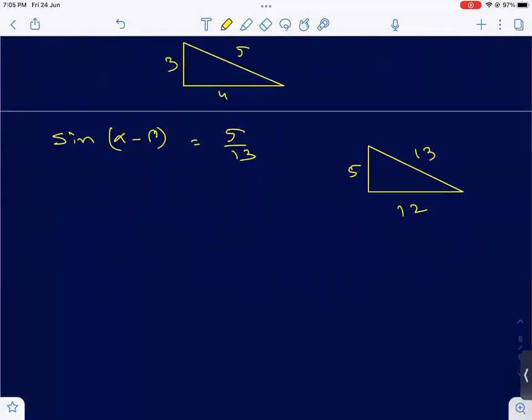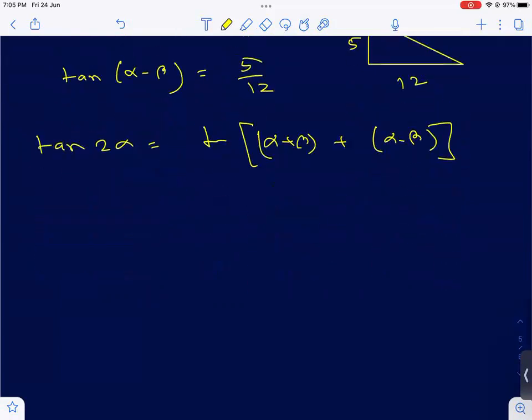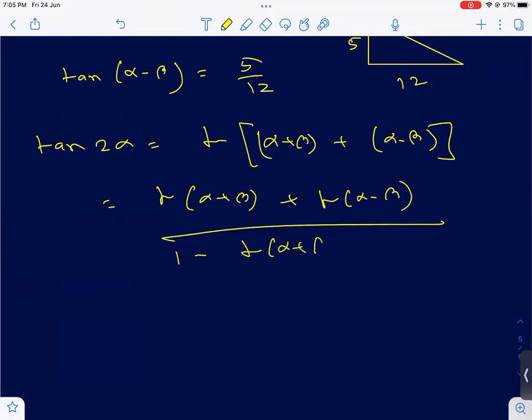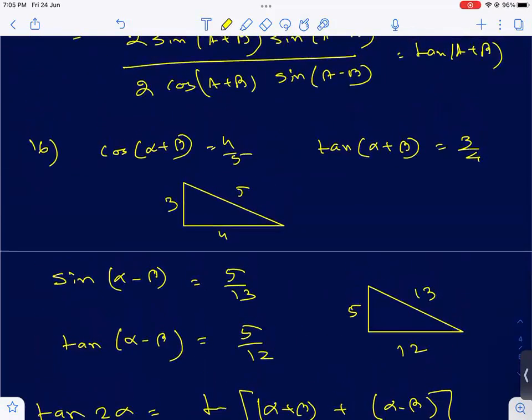So if we get the sine, we can write tan alpha minus beta equal to 5 by 12. Simply apply tan 2 alpha equal to tan of alpha plus beta plus alpha minus beta. So if we just put the value in the tan A plus B formula, tan A plus tan B by 1 minus tan A into tan B. Just put the value. I am not calculating; you calculate, everyone. This will be coming 56 by 33. So the option will be B. You check and put the value.